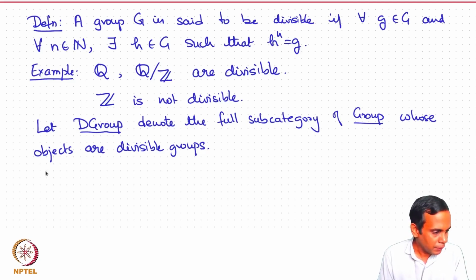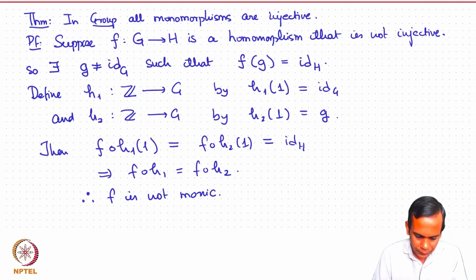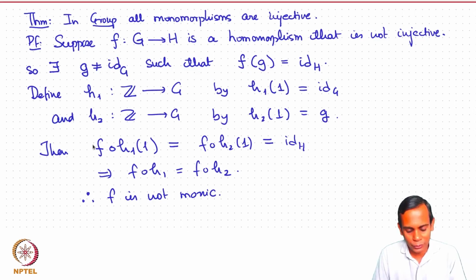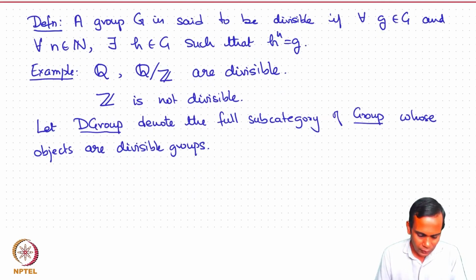Okay, and now if we were to try to do this proof here, that in Group all monomorphisms are injective, this proof would fail in D-Group, because here we have used the group Z, which is not a divisible group. So this h1 and h2 would not be arrows in the category D-Group. They are only arrows in the category Group. In fact, it turns out that we can find examples here of monomorphisms that are not injective.